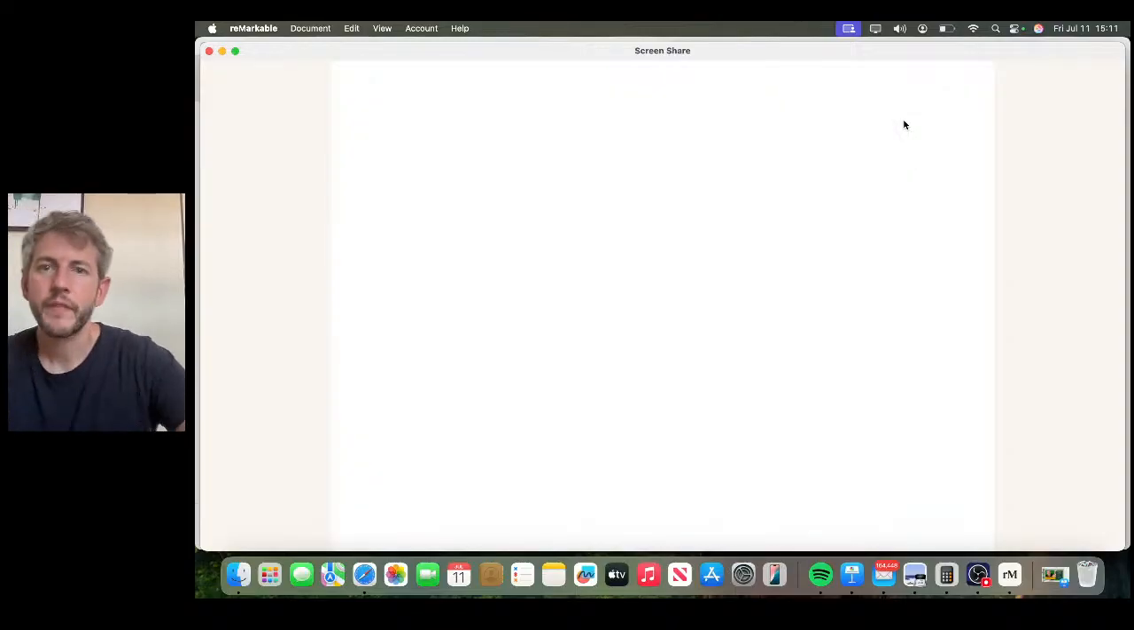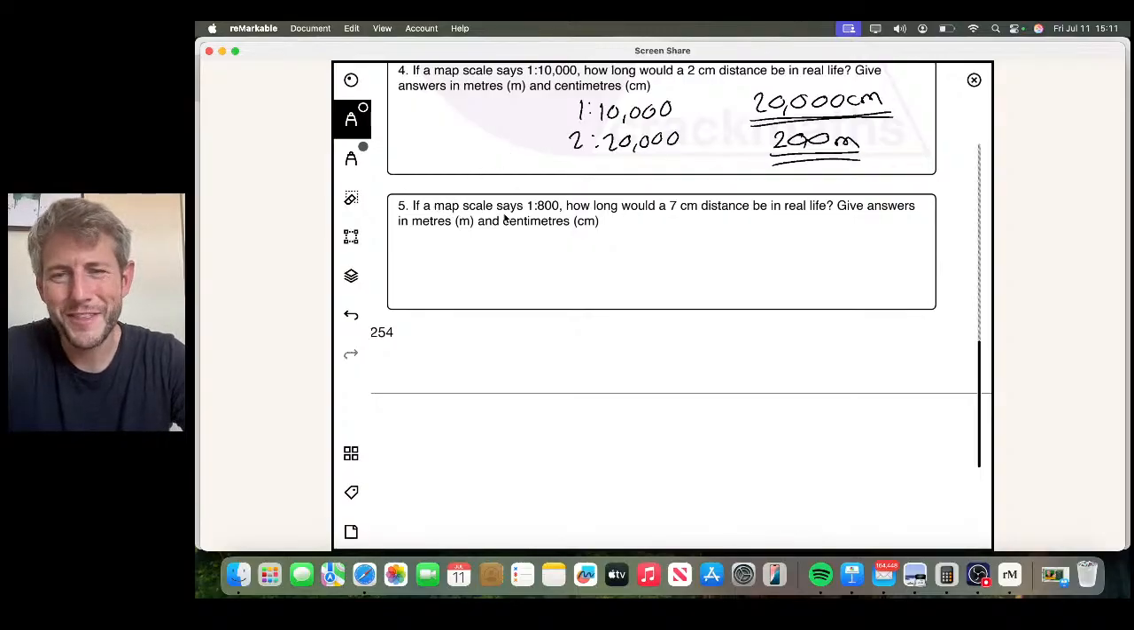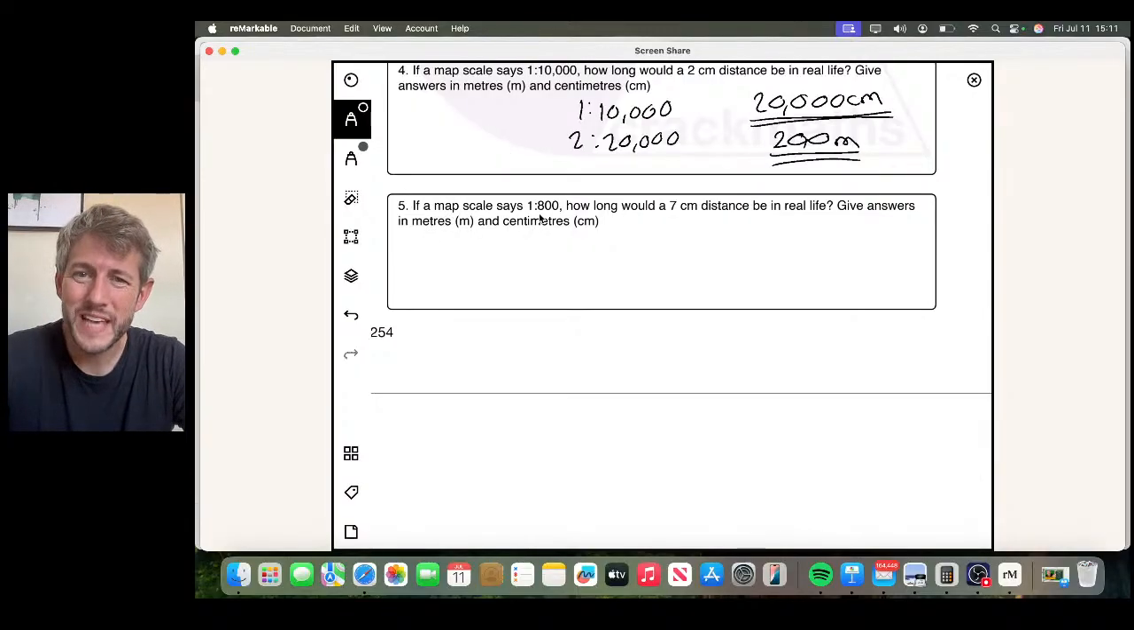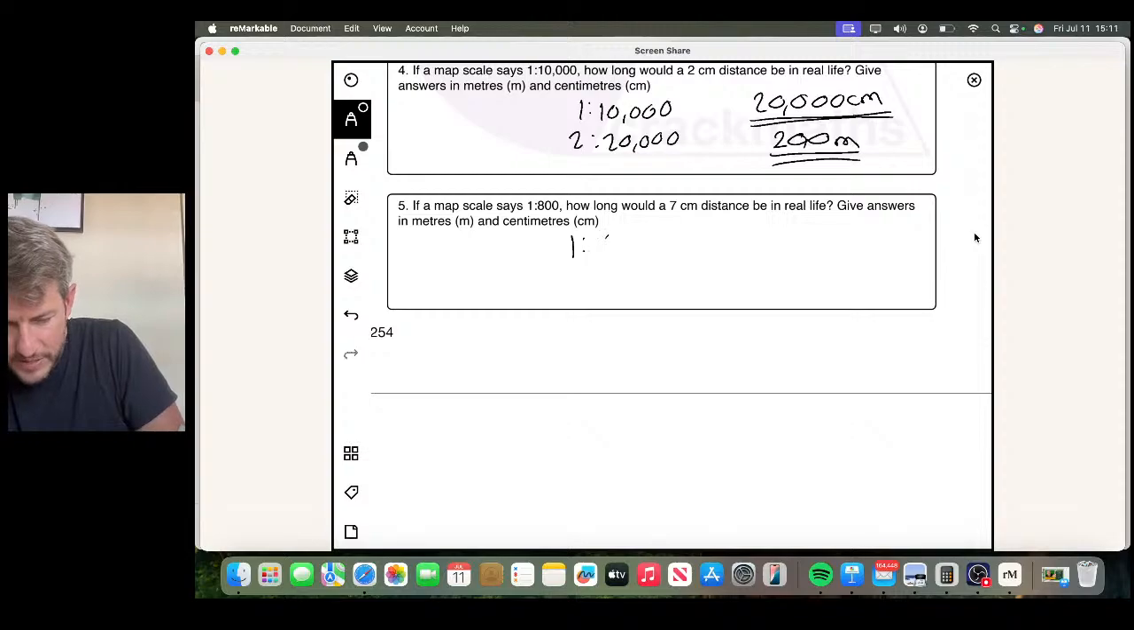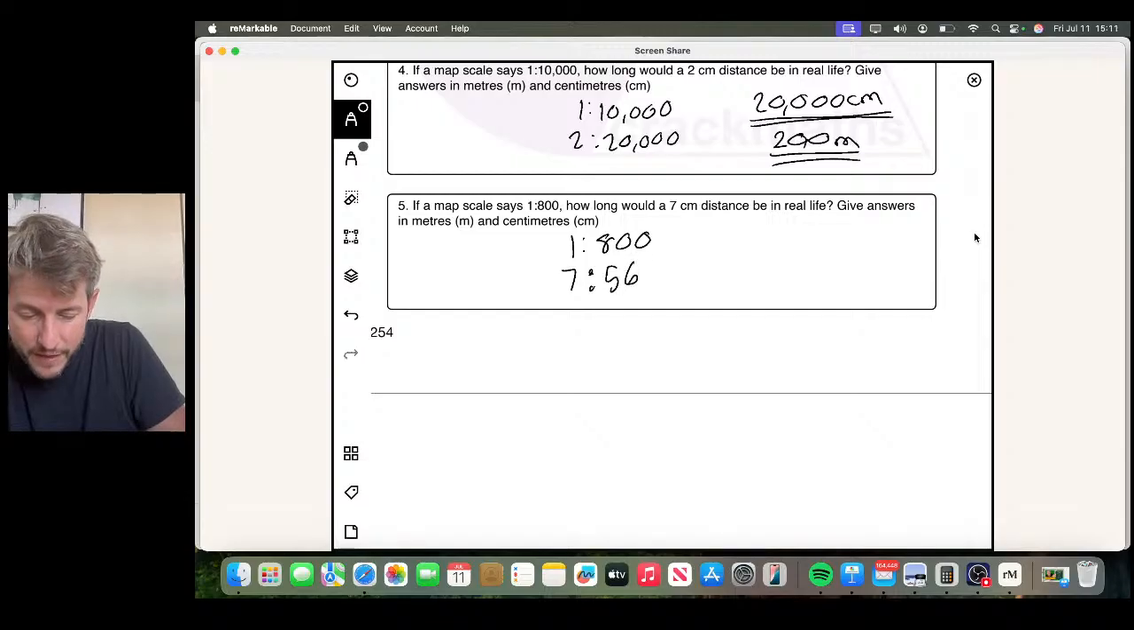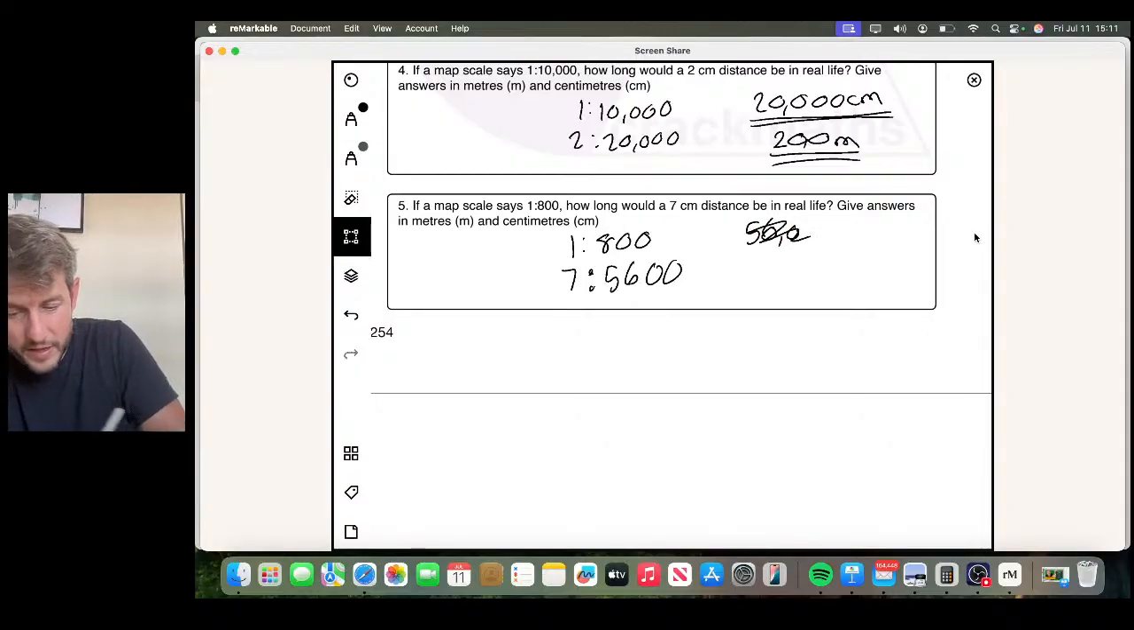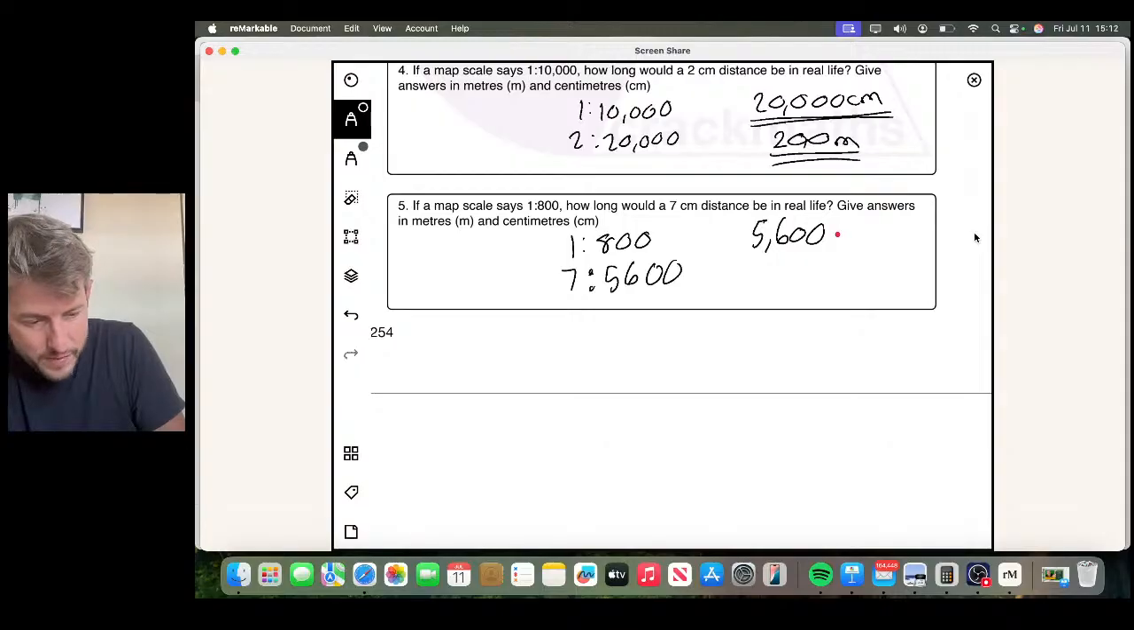Question 5. If a map scale, this was much easier than the area stuff. If a map scale says 1 to 800, how long would a 7 centimetre distance be in real life? So if it's 1 to 800, that means it's 7 to, we times this by 7, which is 5,600. So this would be 5,600 centimetres, or 56 metres. Okay, there we go.